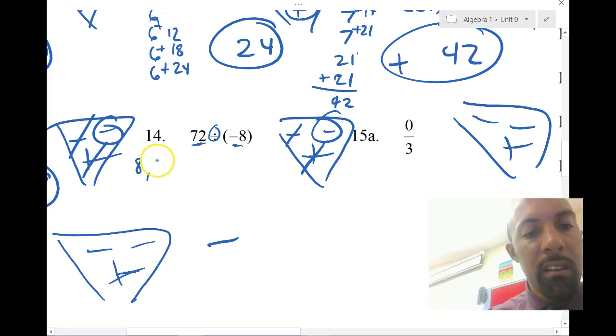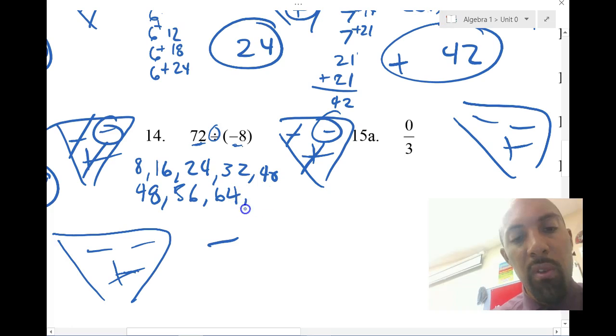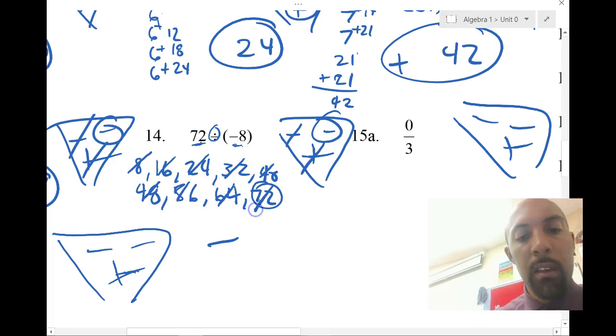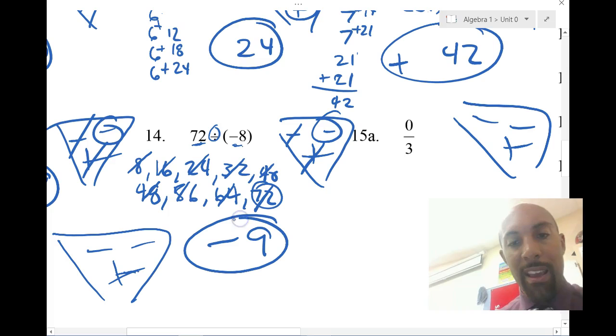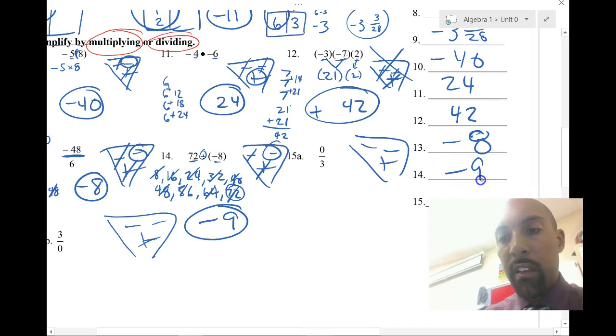8 plus 8 is 16, plus 8, 24, plus 8, 32, plus 8, 40, plus 8, 48, plus 8, 56, plus 8, 64. And this might take you a while, but do it right, because remember, no calculators. And then plus 8, 72. There's 72. So I finish. Now 1, 2, 3, 4, 5, 6, 7, 8, 9. So my answer is 9, or negative. It's negative 9. Okay? Negative 9.